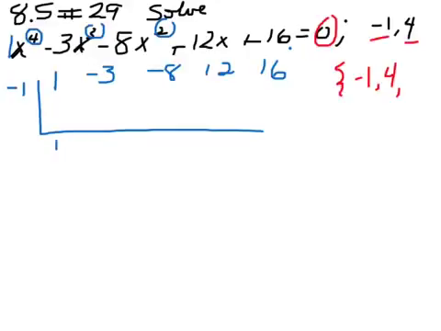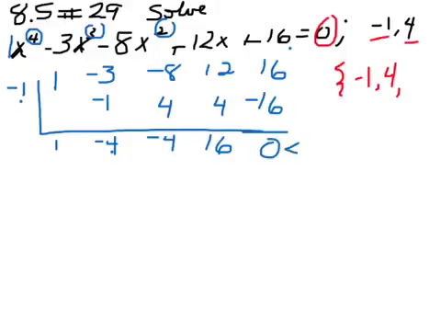Okay. So we bring the 1 down. -1 times 1 is -1. -3 plus -1 is -4. -4 times -1 is a +4. -8 plus 4 is -4. -4 times -1 is a +4. 12 plus 4 is 16. -1 times 16 is a -16, and 16 plus -16 is 0. Now, we knew we should get a 0 there because they told us this was a root or a solution. Remember, roots and solutions and x-intercepts and zeros, they're all the same thing, just different words for the same thing. So we expected this to happen.